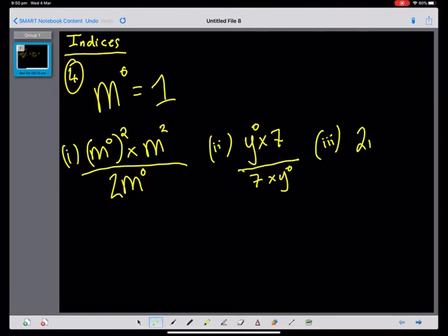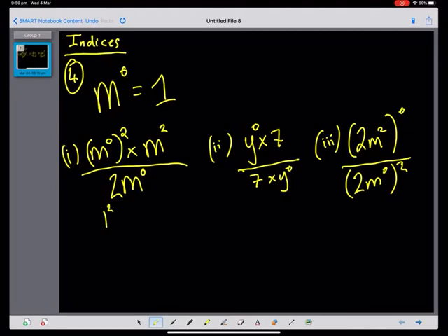Let's do (2m squared) all to the 0, divided by (2m) to the 0, all squared. Okay, so anything to the power of 0 is 1, so we get 1 squared multiplied by m squared, all divided by 2 times 1. Okay, so 1 times 1 is 1, so we got m squared, 2 times 1 is 2, so we got m squared over 2.